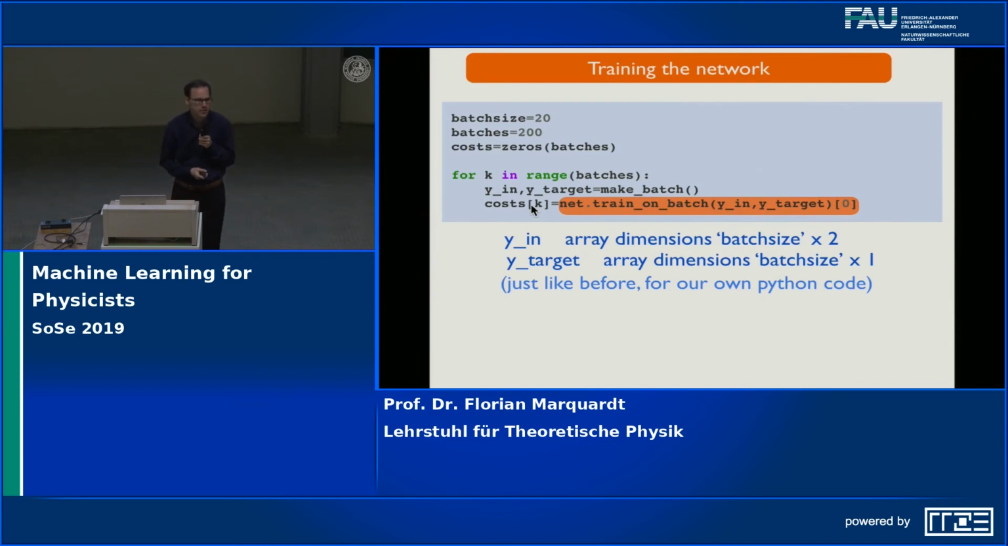So this is all I do. On this slide, the only Keras-specific routine is this train on batch, which I'm calling one after the other for all my batches. And that's it. Then you get your network trained.